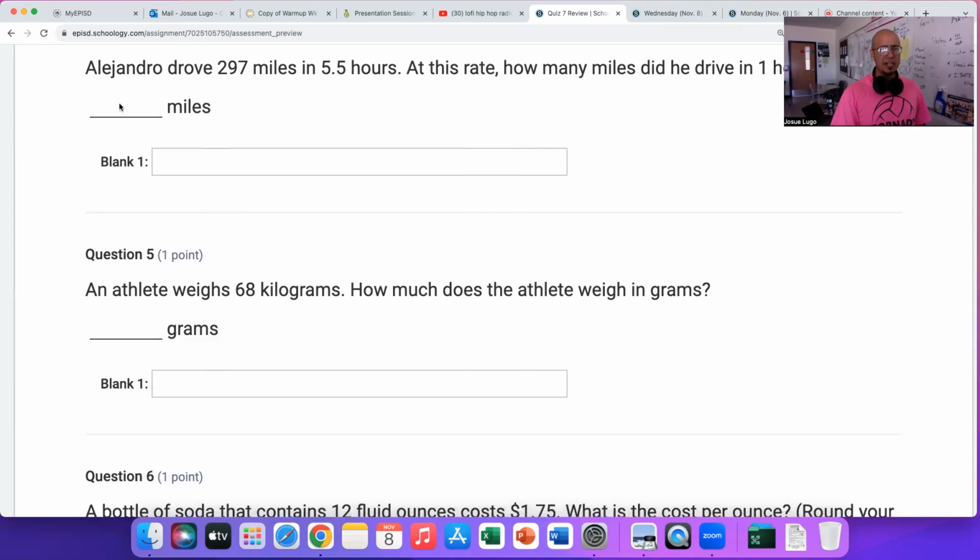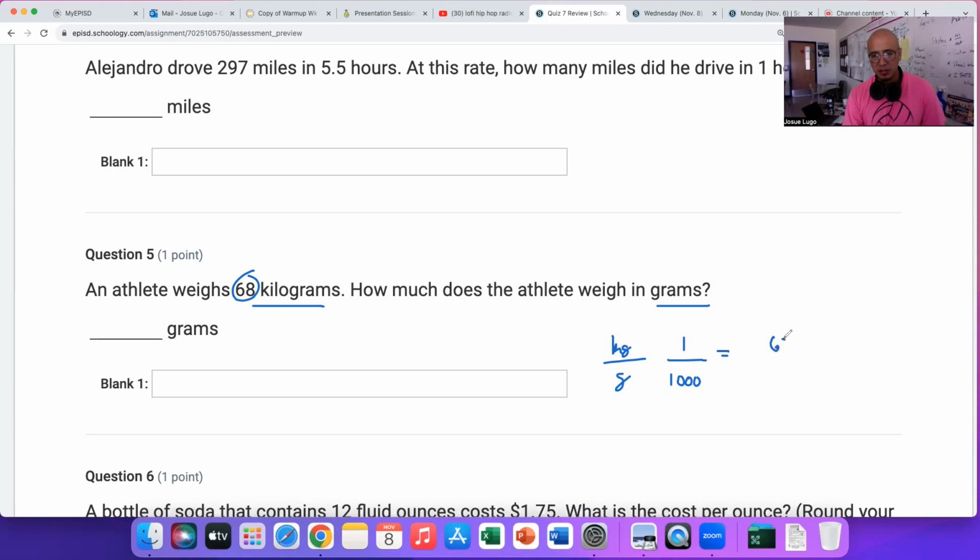Number 5, an athlete weighs 68 kilograms. How much does it weigh in grams? Obviously, guys, I'm going from kilograms to grams. Okay, what's the next step? Well, which one is bigger, a kilogram or a gram? Which one is bigger? So I can see that 1 kilogram is bigger than a gram. So that's the bigger one. And we have 1,000 grams in 1 kilogram. You can get that from the chart.